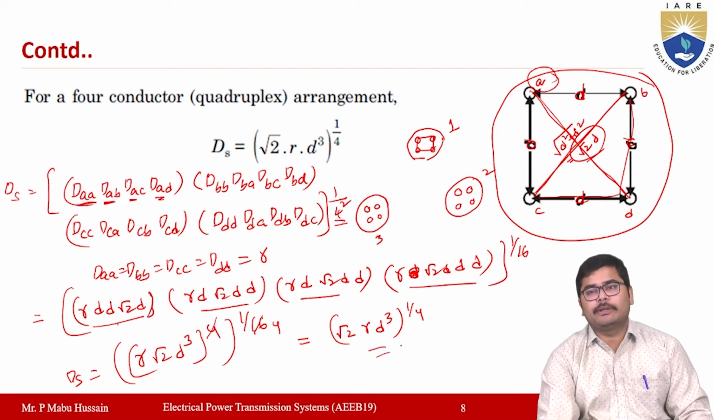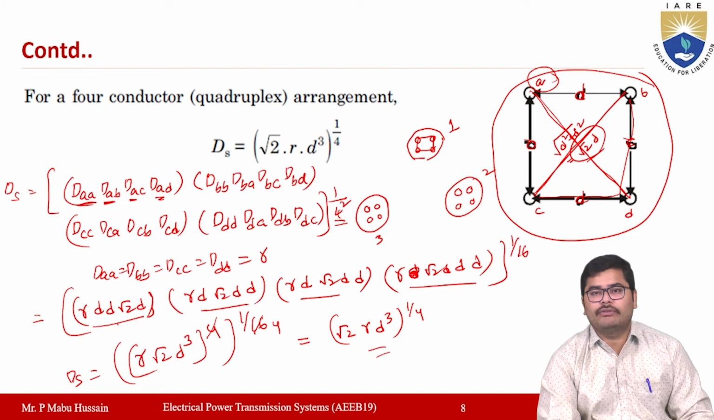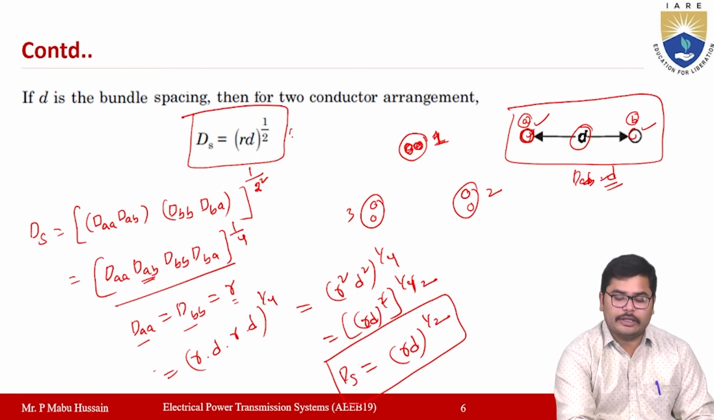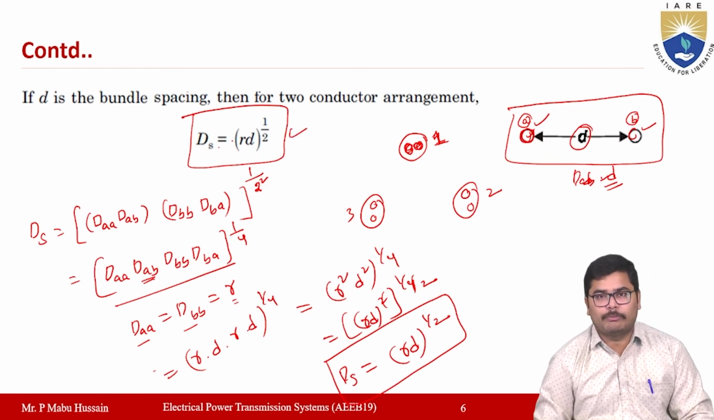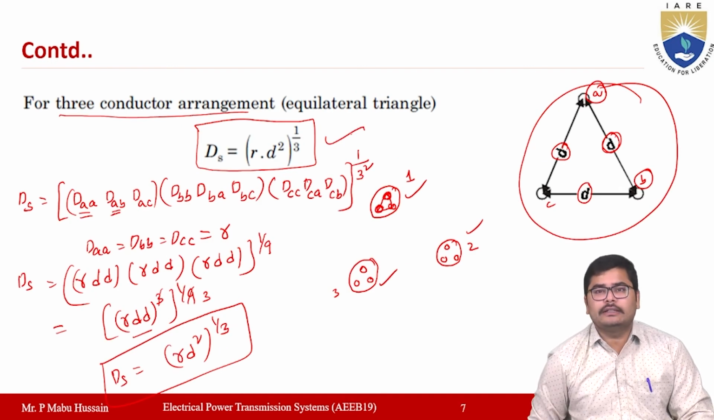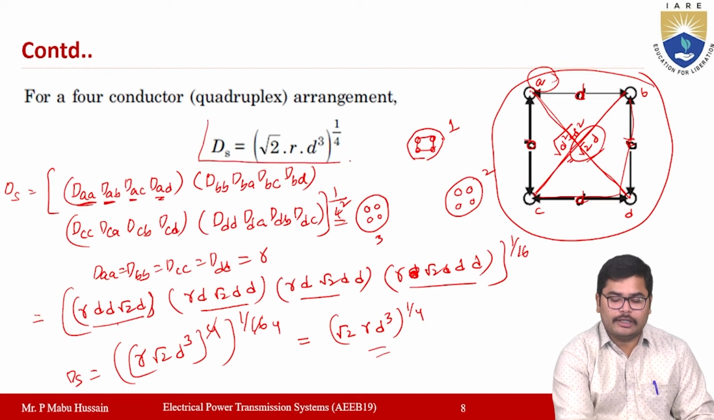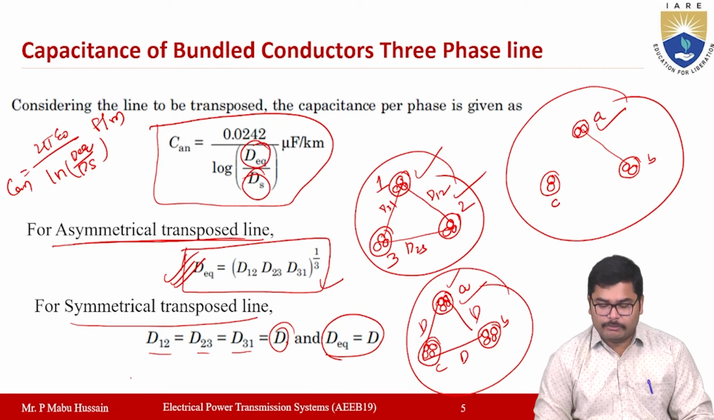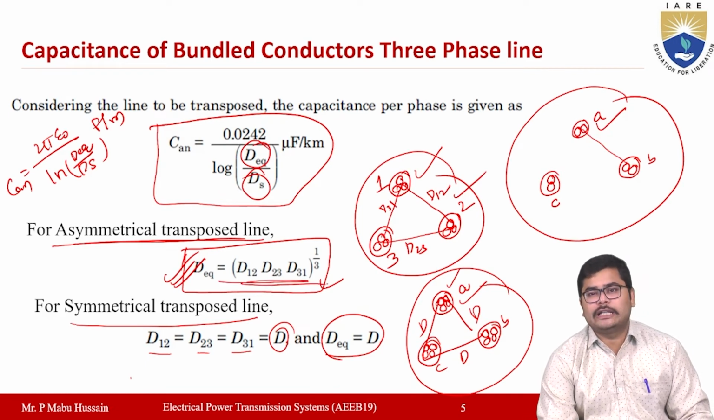This is how you can determine the self GMD for different bundled conductor configurations. For a two conductor bundle you are getting Ds equal to (r × d)^(1/2), for a three conductor bundle Ds equal to (r × d²)^(1/3), and for a four conductor bundle Ds equal to (√2 × r × d³)^(1/4). But the D equivalent will be the same, which is equal to (D12 × D23 × D31)^(1/3) in case of an asymmetrical line, and in case of a symmetrical line this will become equal to capital D only, which is the distance between any two lines.